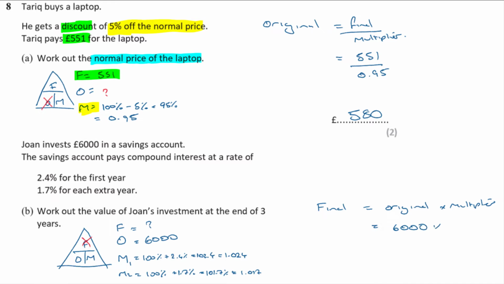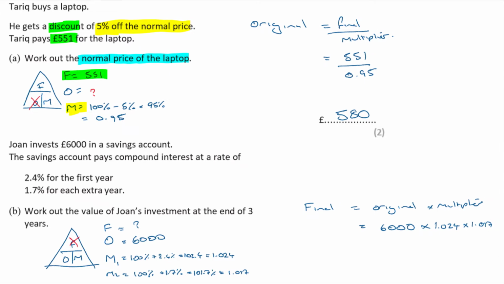So 6,000. My first multiplier is for year 1. That was M1. That's 1.024. And then in year 2, I'll multiply that one on the end. So that's 1.017. We have to do that twice. So I could multiply it by another 1.017, but the other thing I can do is just square that. Okay, so that's what I'm going to get.